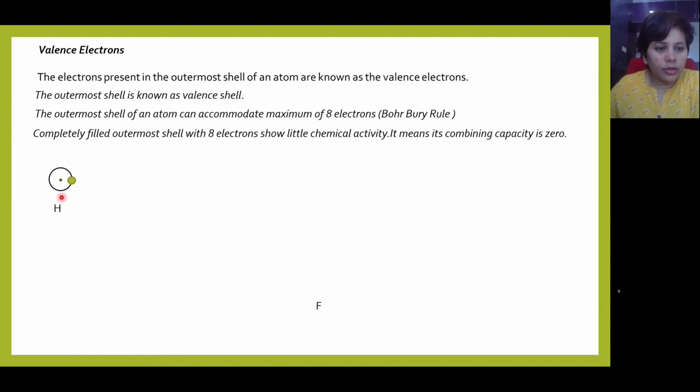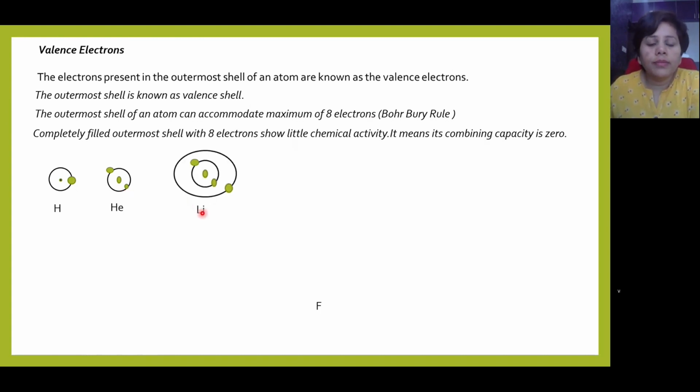Let's see the examples. Hydrogen consists of a nucleus in which protons are present and 1 electron is present in the outermost orbit. So its valence electron is 1. Helium, the atomic number is 2. It means 2 protons are present inside the nucleus and 2 electrons are present in the orbit. As a whole, it will be neutral. So the valence electrons are 2 in helium. Lithium, atomic number is 3. The innermost shell has 2 electrons, which is complete. The outermost shell has 1 electron. So the valence electron in this is 1.